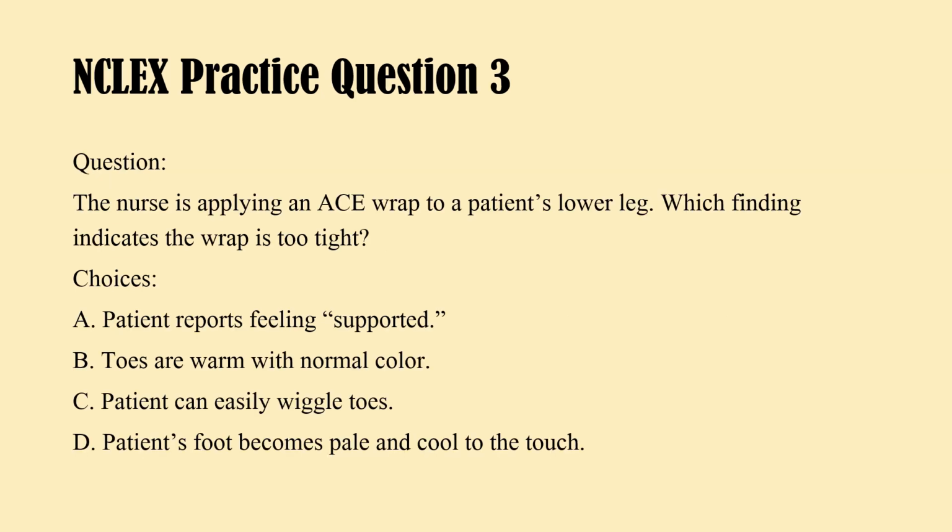NCLEX practice. Question 3. The nurse is applying an ACE wrap to a patient's lower leg. Which finding indicates the wrap is too tight? A. Patient reports feeling supported. B. Toes are warm with normal color. C. Patient can easily wiggle toes. D. Patient's foot becomes pale and cool to the touch.